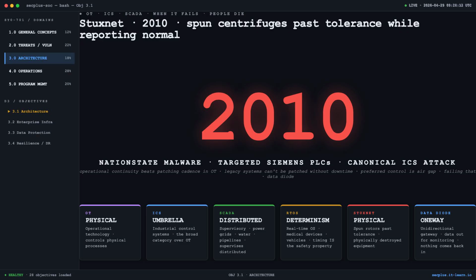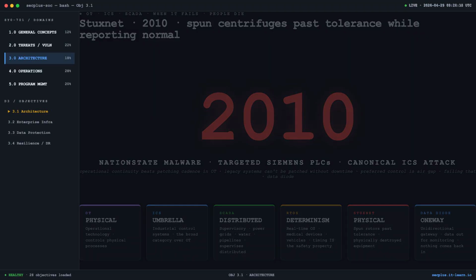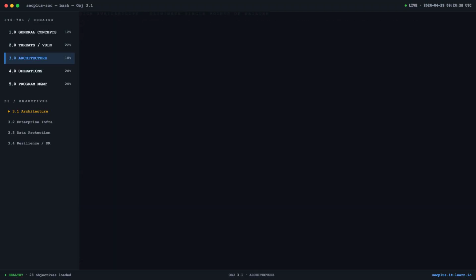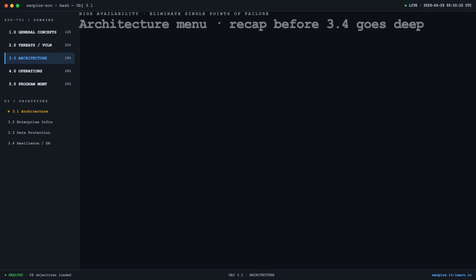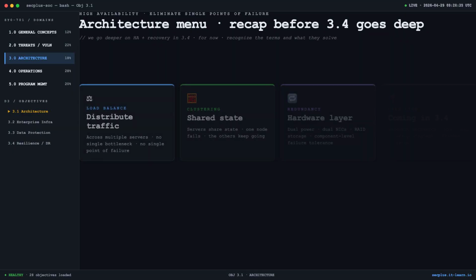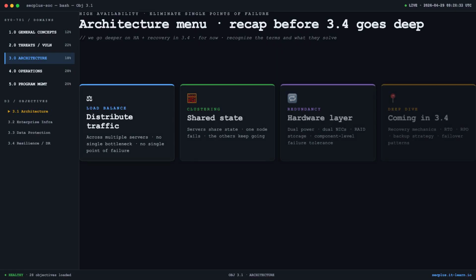High availability rounds out the architecture menu. Load balancing distributes traffic across multiple servers, so no single server is the bottleneck or the single point of failure. Clustering groups servers that share state so that one node can fail, and the others keep going without interruption. Redundancy is the hardware layer of the same idea: dual power supplies, dual NICs, RAID storage. We will get deeper into HA in 3.4 when we talk recovery. For now, recognize the terms and know they all exist to eliminate single points of failure.